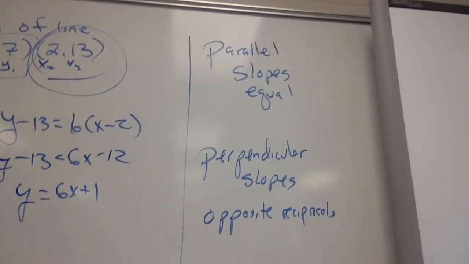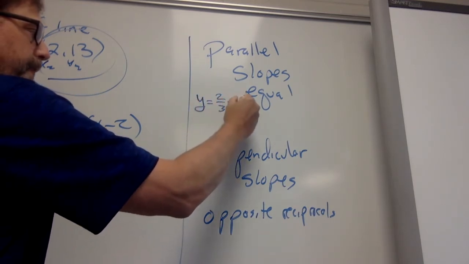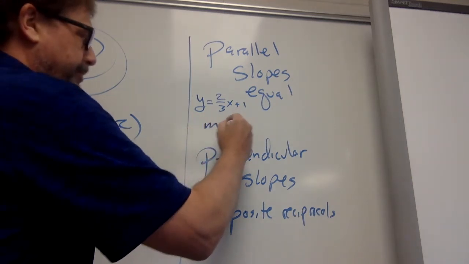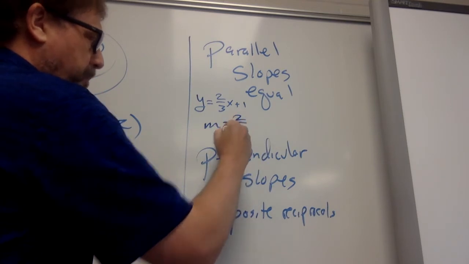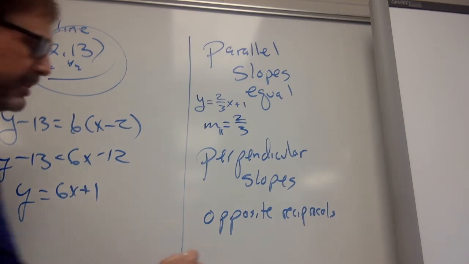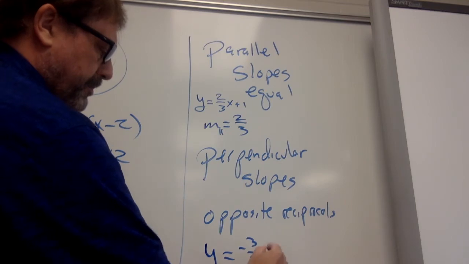Parallel lines have equal slopes. What's the slope of that? 1? No, that's wrong. 2/3, yes. Hey, what would a parallel slope be? Sometimes I put a little parallel sign there, because I can. Perpendicular slopes have opposite reciprocals.